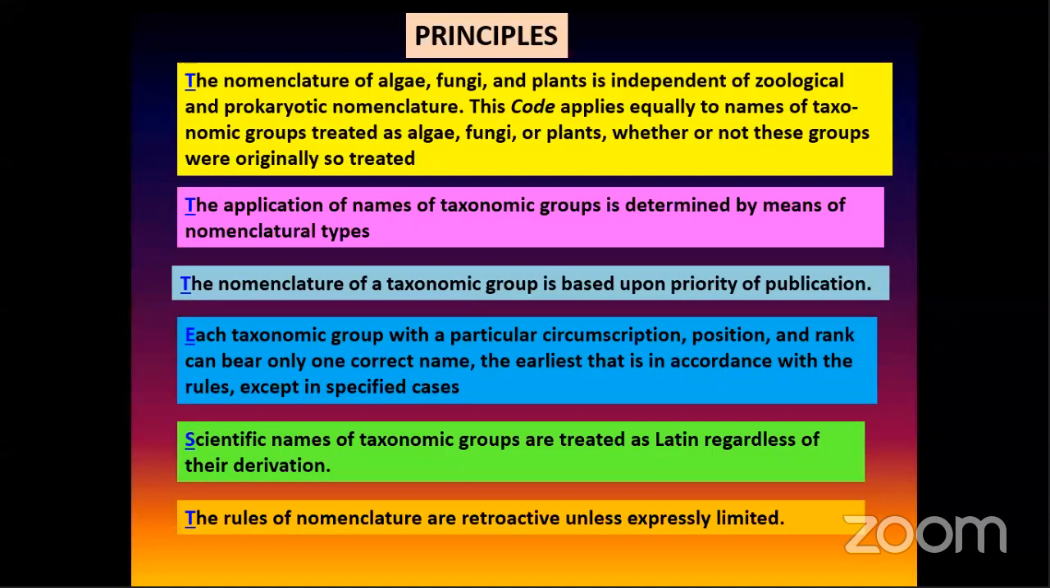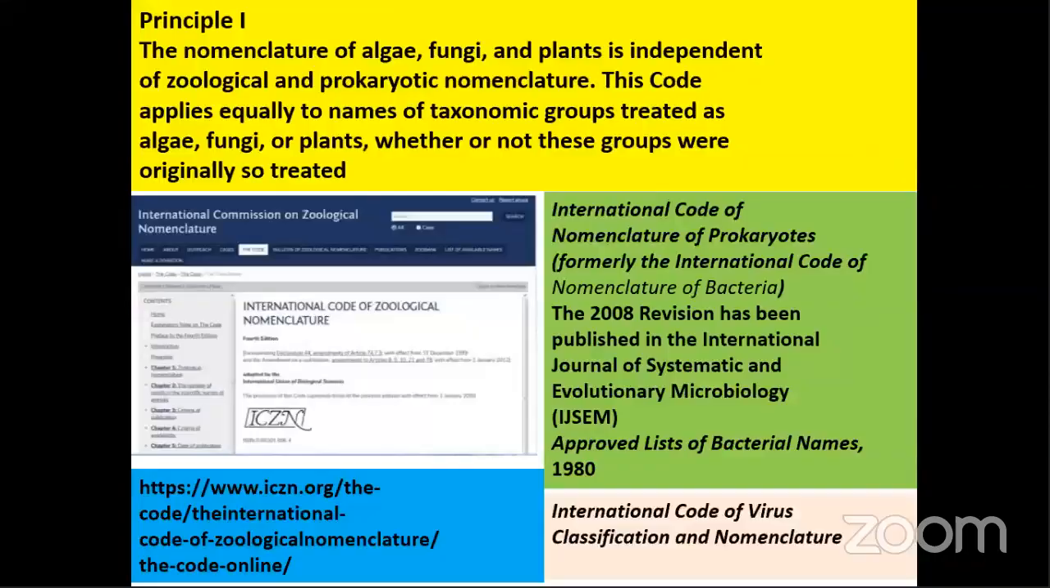So next slide, we are going to detail every principle with examples. The first principle: the nomenclature of algae, fungi, and plants is independent of zoological nomenclature, and now it has been added, of prokaryotic nomenclature. So some of the microscopic organisms are now included or covered under the ICN, and that's why they have added prokaryotic nomenclature also. The International Code of Nomenclature of Prokaryotes is separate. That is the nomenclature committee of bacteria, the International Code of Bacterial Nomenclature, which is entirely different. It is not covered under this rule.